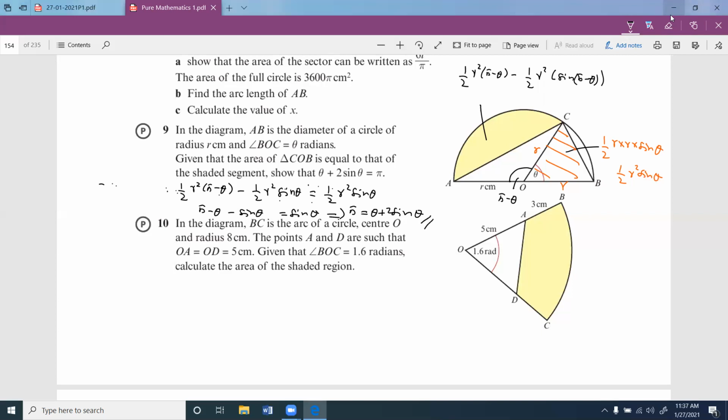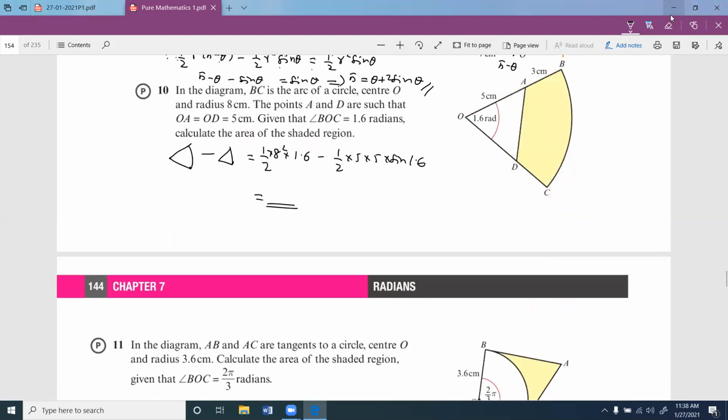Right? In the diagram below, the sector of a circle has center O and radius r. It's divided somewhere over here. Calculate the area of the shaded region. So what you need to do, you can find the area of the segment minus area of this triangle. The area of the segment you can say half 8 squared into 1.6 minus area of this triangle. That is half into 5 into 5 into sine 1.6. From here you can obtain the answer for that. That's a way of doing these kind of questions. Right? Okay. All of these things you can do it.